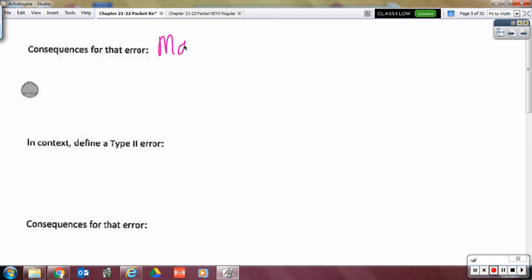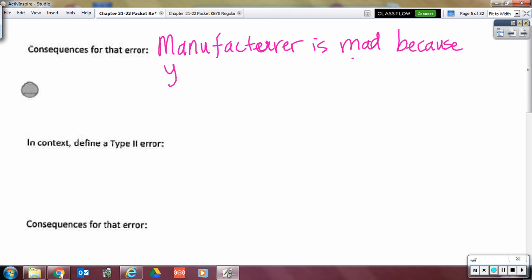So the manufacturer is mad because you send back parts that are good.